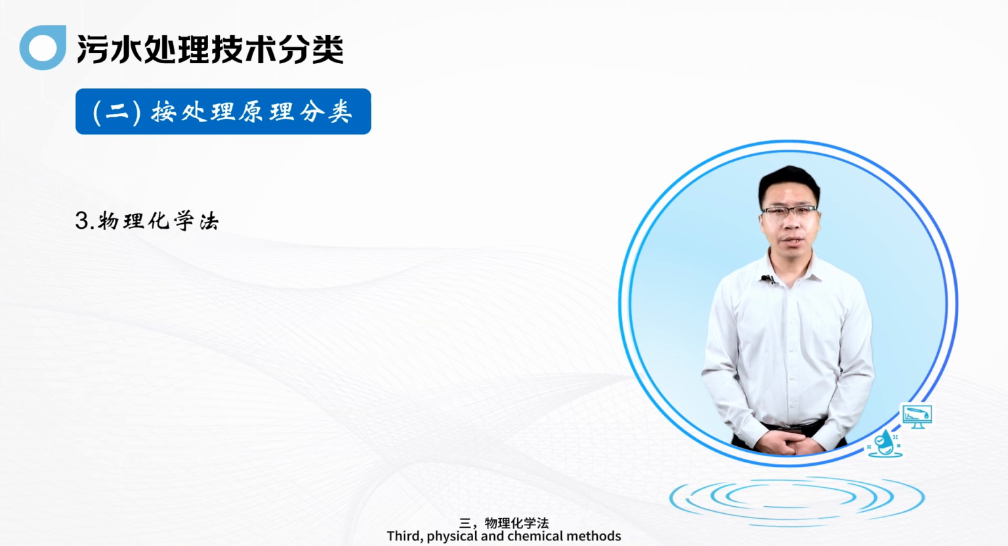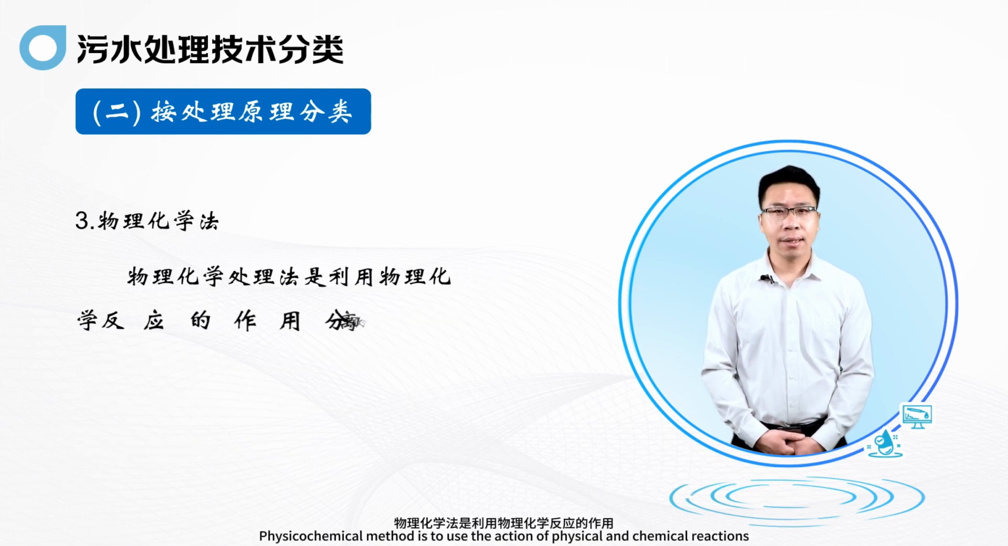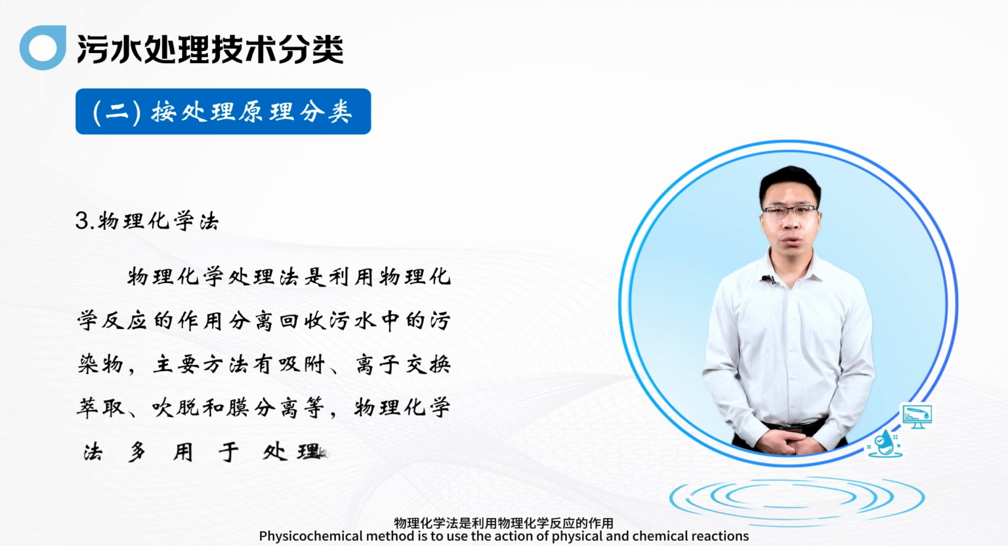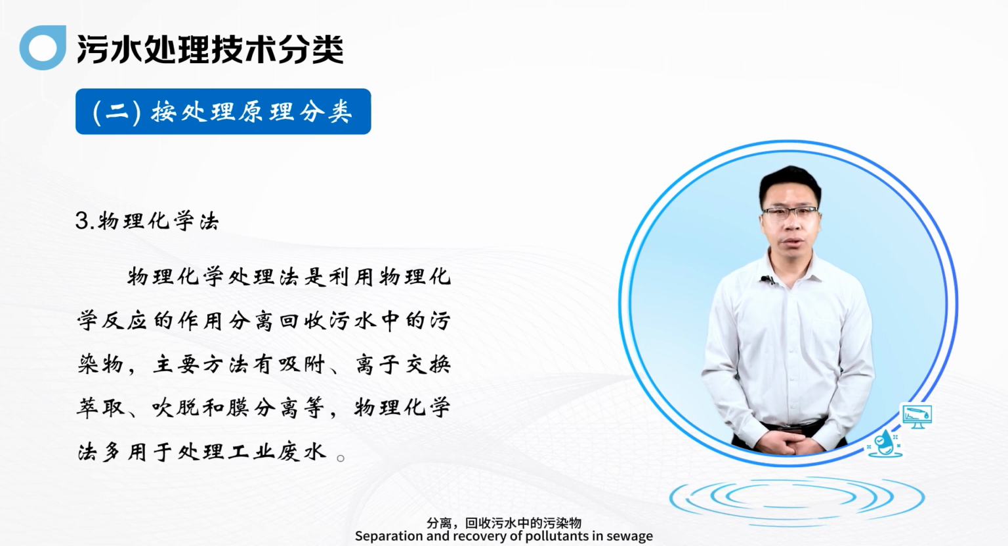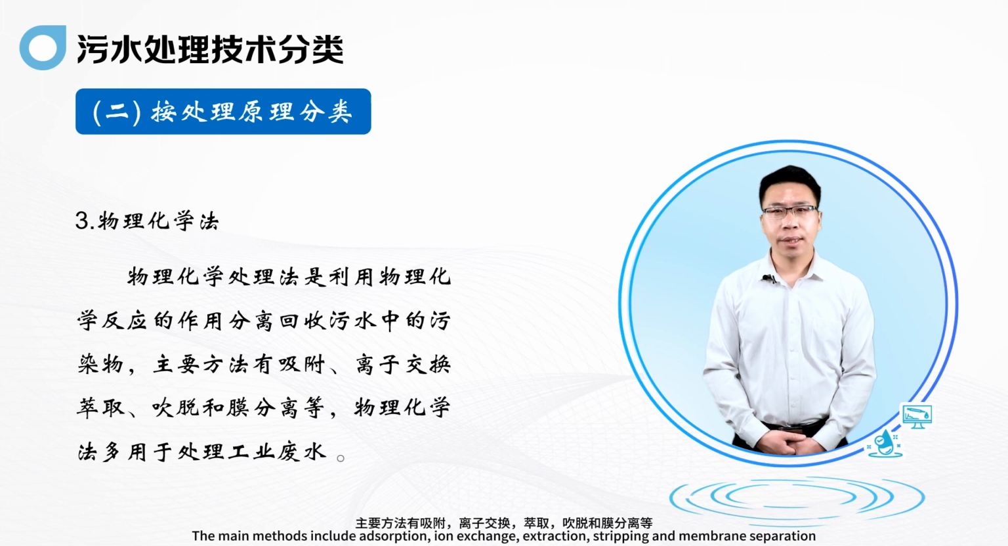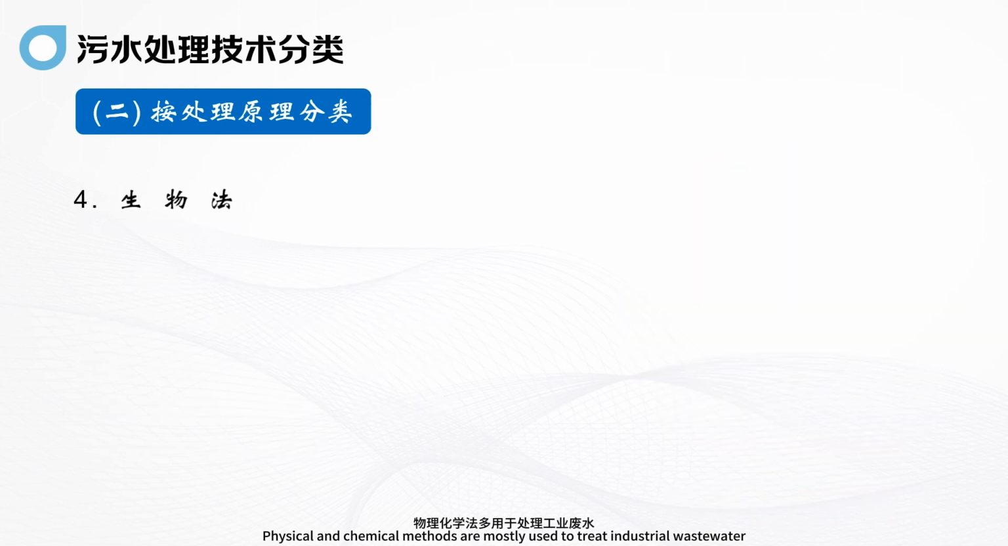Third, physical and chemical methods. The physicochemical method is to use the action of physical and chemical reactions to separate and recover pollutants in sewage. The main methods include adsorption, ion exchange, extraction, stripping and membrane separation. Physical and chemical methods are mostly used to treat industrial wastewater.